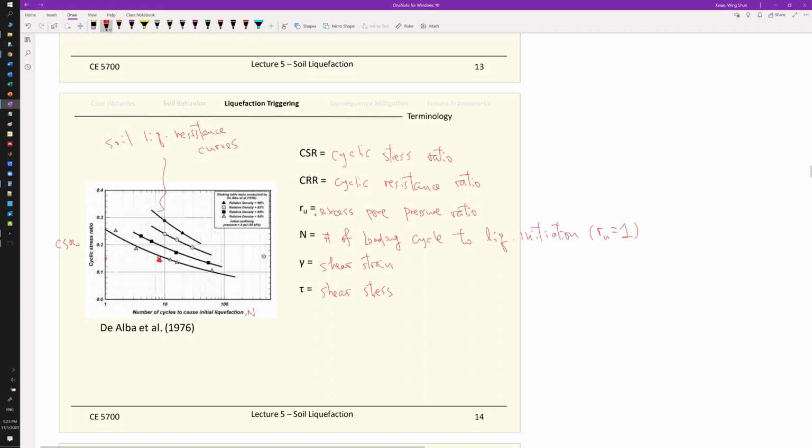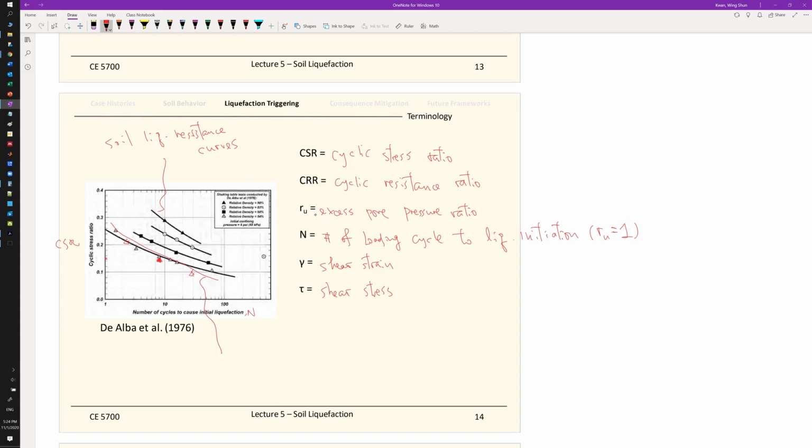But anyway, you try to do a couple of tests with different loading amplitude, which correspond to a different number of cycles to failure. Then with a couple of tests, you can draw the line and establish the soil liquefaction resistance curve. This curve is in a semi-log scale. Again, the x-axis is in a log scale, but the y-axis is not.